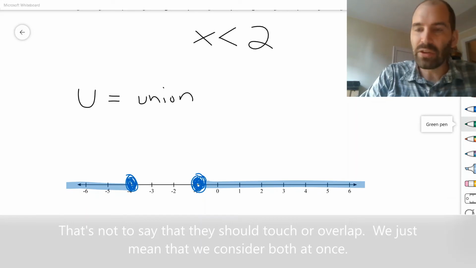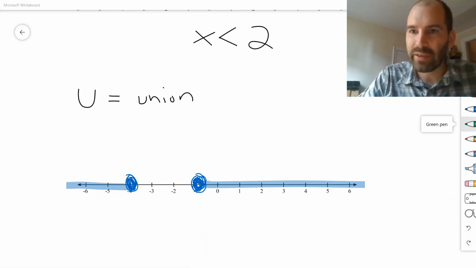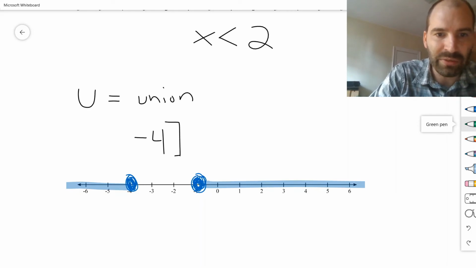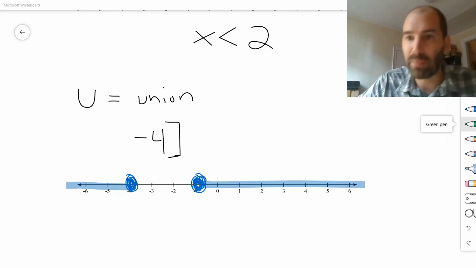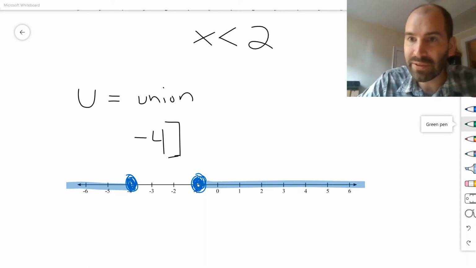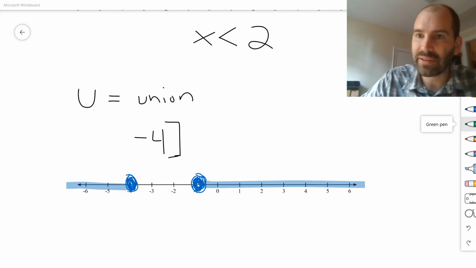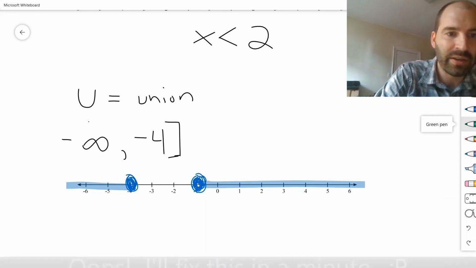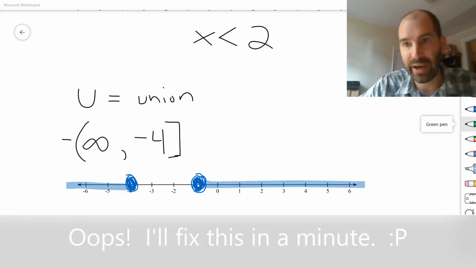So let's look at the interval on the left. How would I write that down in interval notation? Well, it goes up to -4, and it includes -4, so I would use a square bracket. Now, what do I put on the left? Well, it just keeps going to the left, so I would write -infinity. And I always put a round bracket next to -infinity.